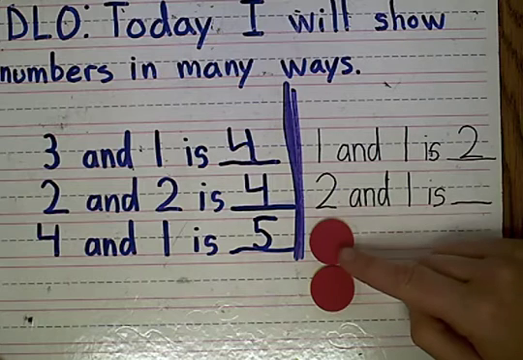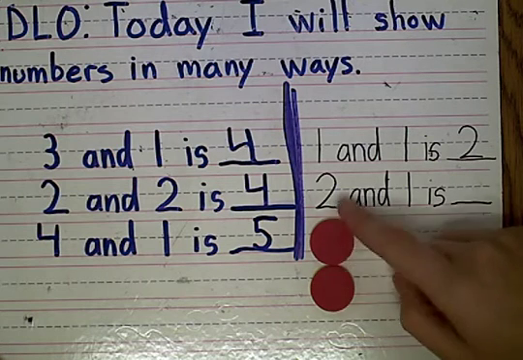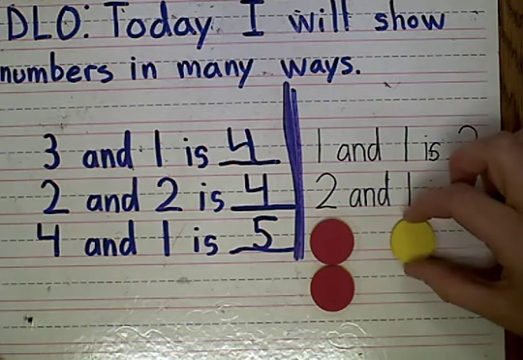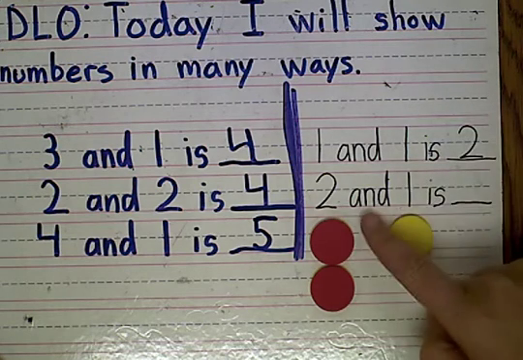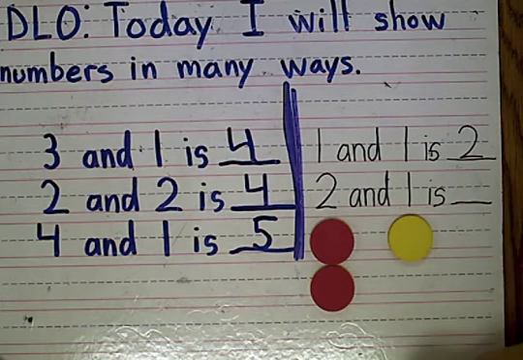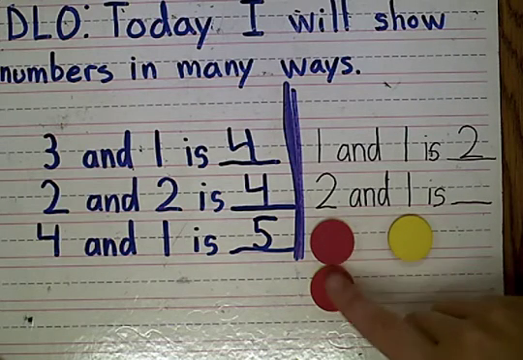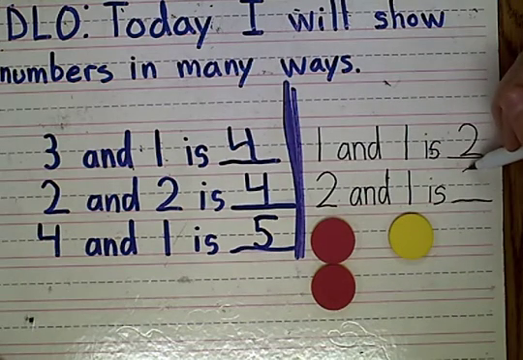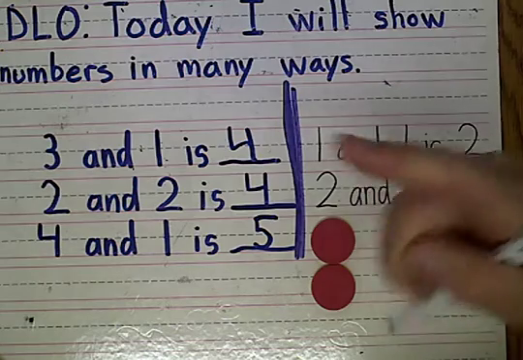2. I have 2 chips. 1, 2, 2. So those are the same. And 1. I'll use yellow for 1. 2 and 1 is blank. How many do I have all together? Let's count. 1, 2, 3. 3. Around the tree, around the tree. That's the way you make a 3.